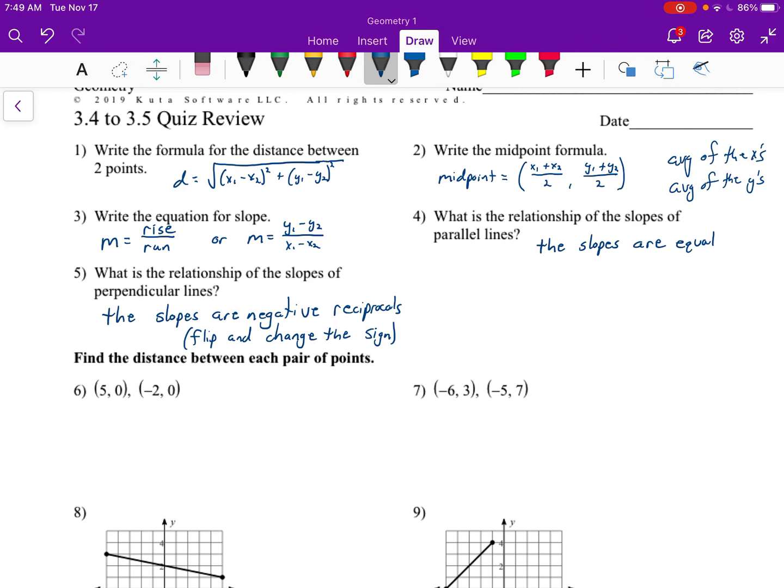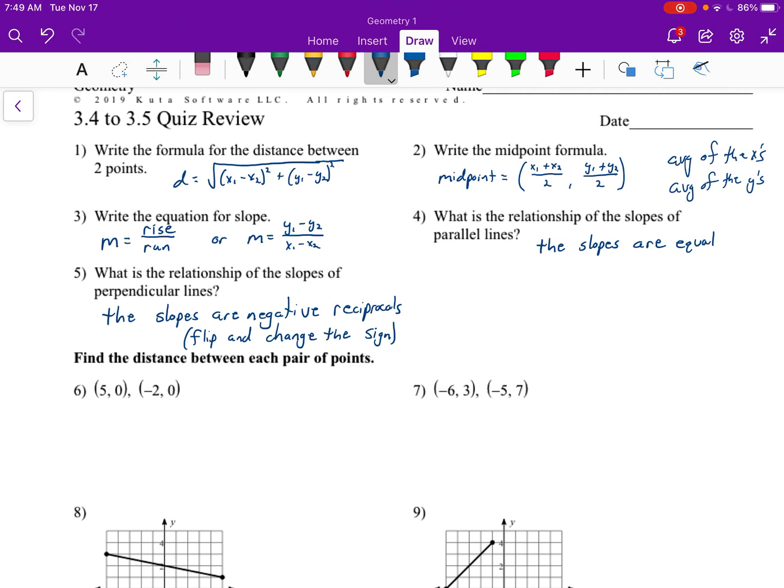We have number 3, the slope, rise over run, which is helpful when you're looking at a graph or graphing. And the other one is helpful when you have 2 points. You can plug in the points to help you find the slope of the line.